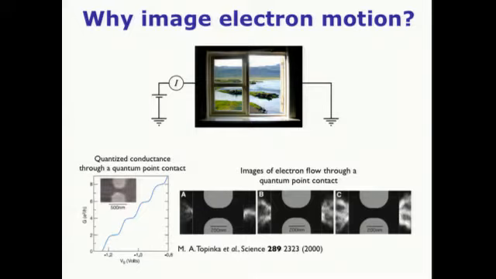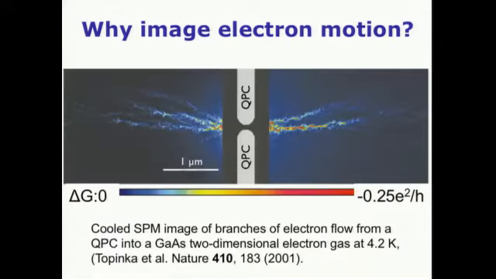If you look at these images closely at high resolution, you see narrow branches coming out, as opposed to a smooth, fan-like spreading flow out of the point contact, which was not really expected. Also, in each of these branches, you see fringes corresponding to the interference of electron waves. And that tells us that these electron waves are coherent in nature.